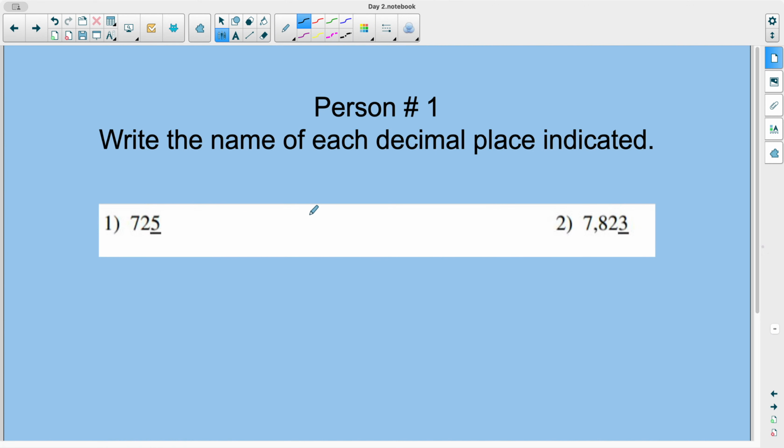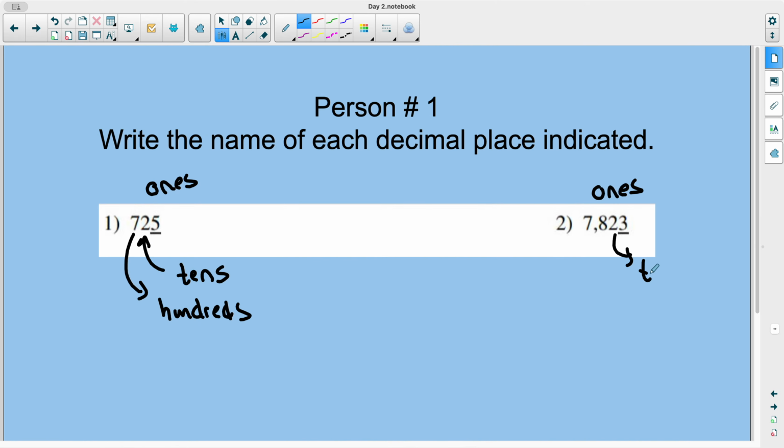Name the decimal place indicated. This is the ones, right? They're the same. That's the first spot. What is the 2? The 2, that's our tens. Our 7 is our hundreds. All right, so we have 10, 100. Now this one has 1,000.